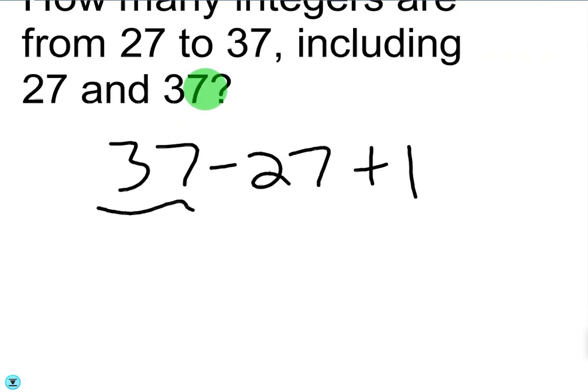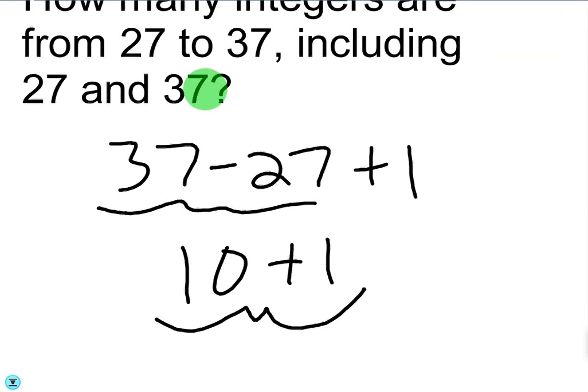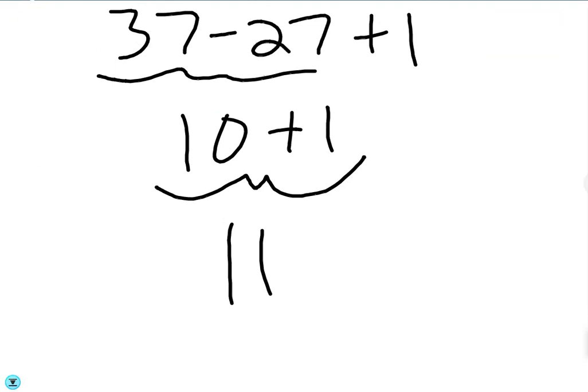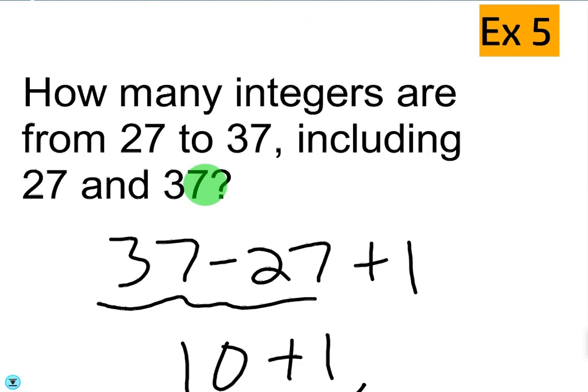I can't emphasize that enough. You have to add 1 at the end. So that's 10 plus 1, which is 11. Okay, so I'm doing a lot of these that I find are, if you don't think about it, if you don't think about the illustration, if you don't think about the work, if you don't think about the formula, you're going to miss it. Okay, it's not just 10. If you count 27, 28, 29, 30, 31, 32, 33, 34, 35, 36, and 37, that's 11 total numbers.